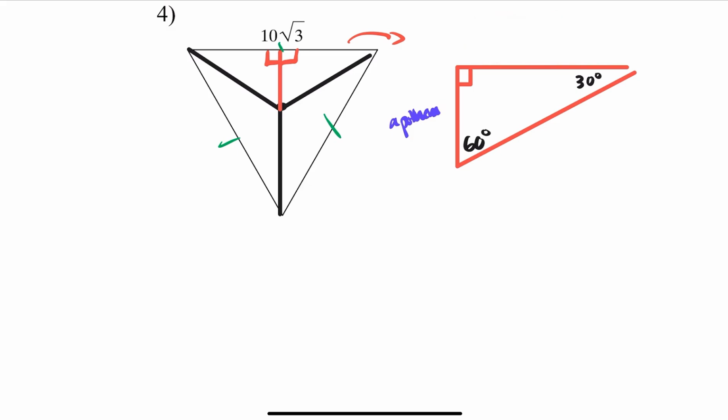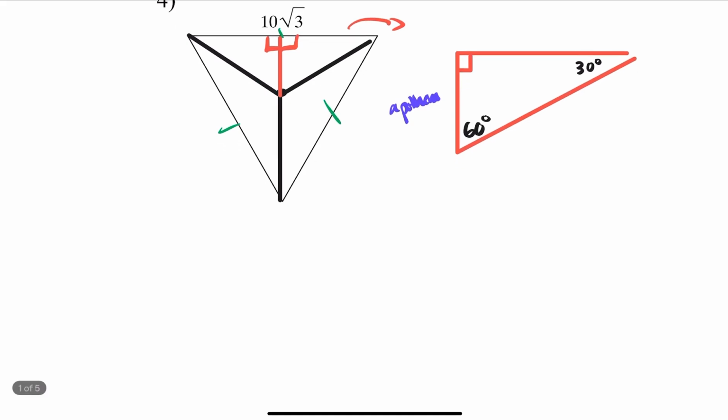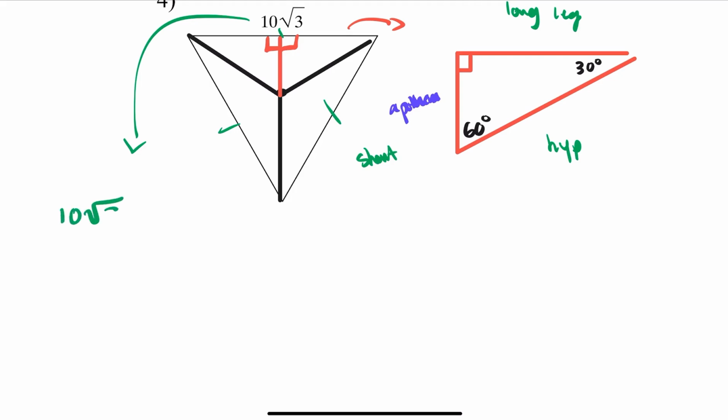And actually, before I do that, let me remind myself that across the 30 degrees is going to be my short leg, across the 60 is going to be my long leg, and then this is going to be my height. All right, my bad. So I'm going to take this and divide it by 2 to half it. So we have 10 root 3 divided by 2, and this will easily simplify to 5 root 3.